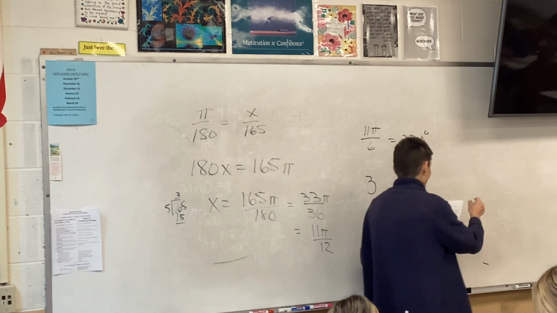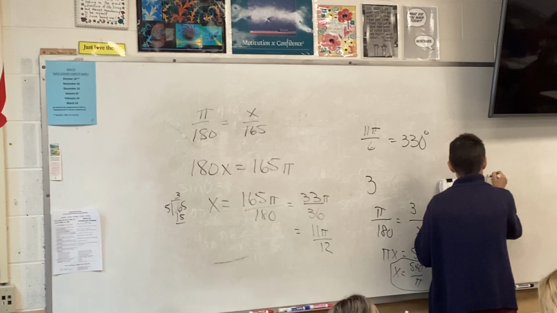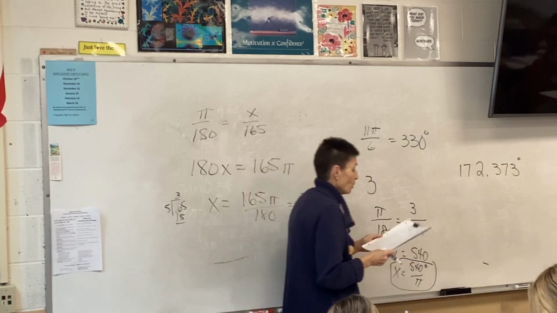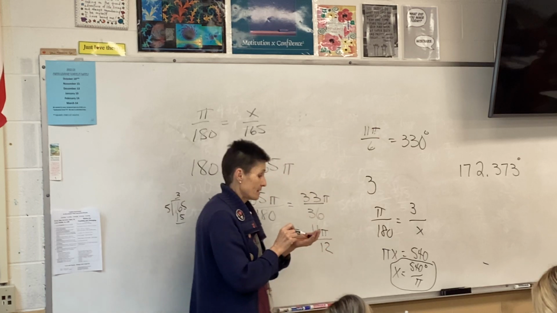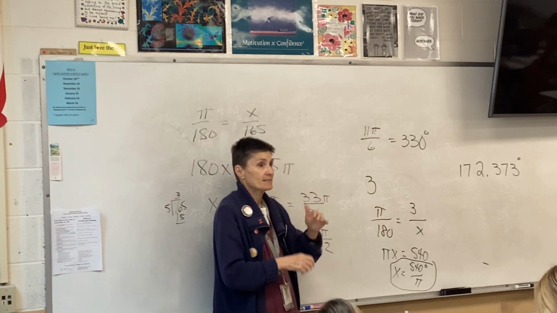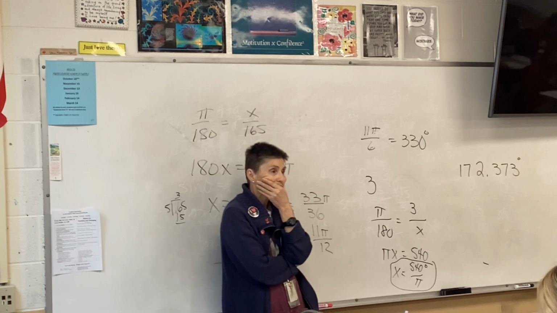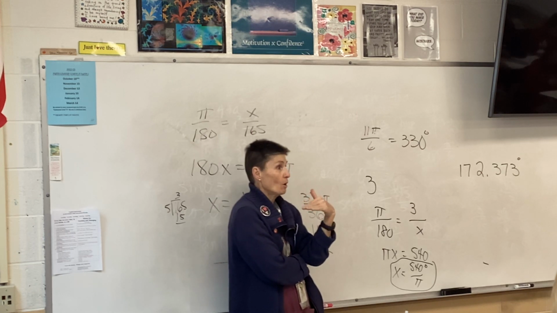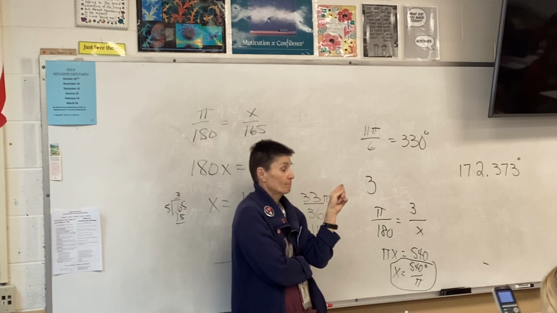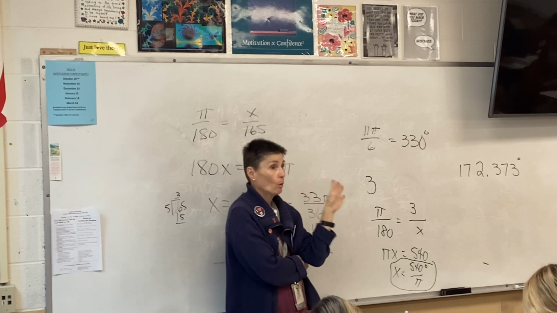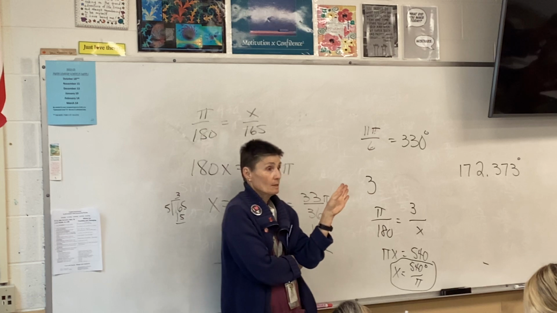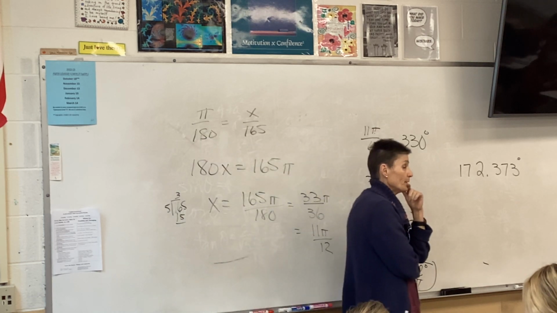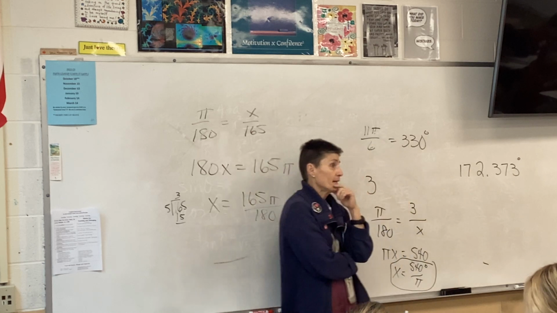All right, everybody should be grabbing for your calculator. 172.373 degrees. We want to change that into degrees, minutes, and seconds. Do you remember what to do? Well, first of all, you type that number in, the whole thing. Then, second angle, go down to DMS and hit enter.